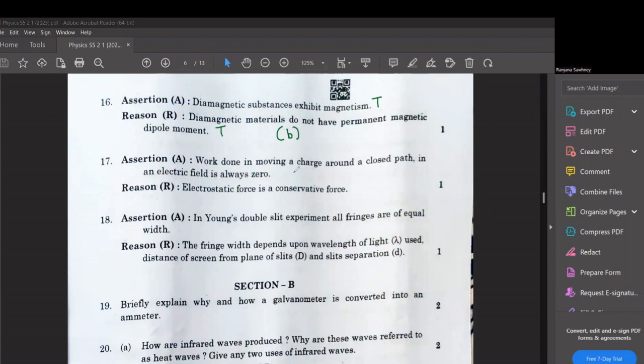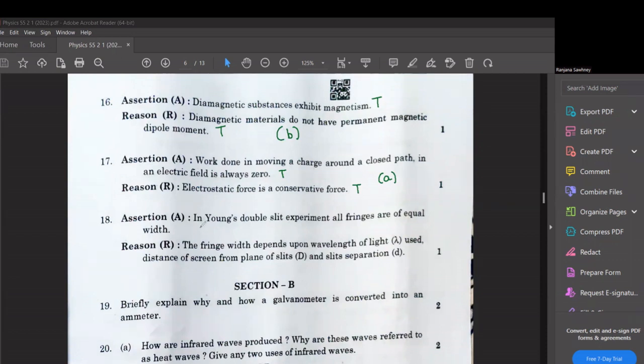Next is work done in moving a charge around a closed path in an electric field is 0. Absolutely correct. And the electrostatic force is conservative. Conservative forces are those due to which the work done in a closed path is 0. So the reason is the correct explanation of the assertion. Hence the option is A.